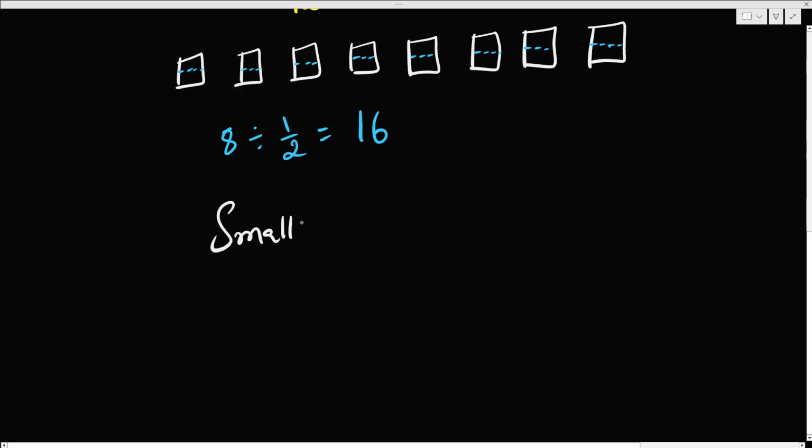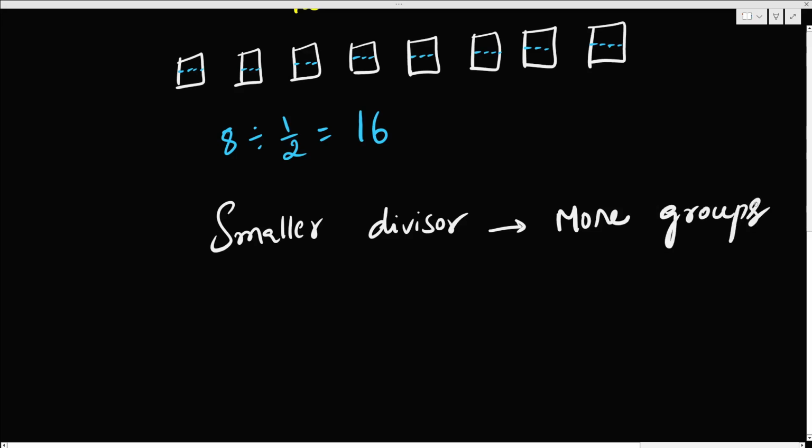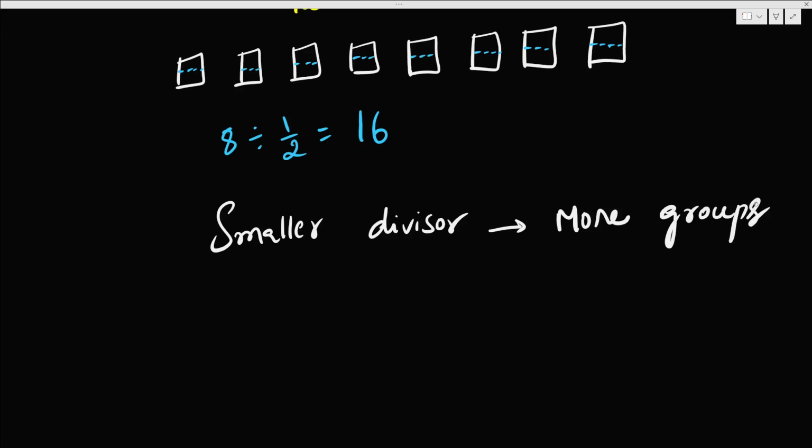Smaller divisor means more groups. A half is smaller than 1. So more half groups can fit inside 8.